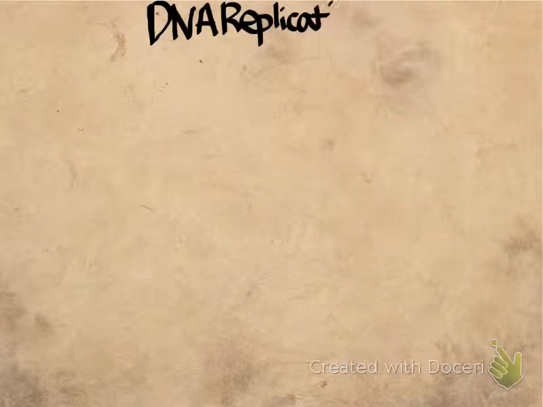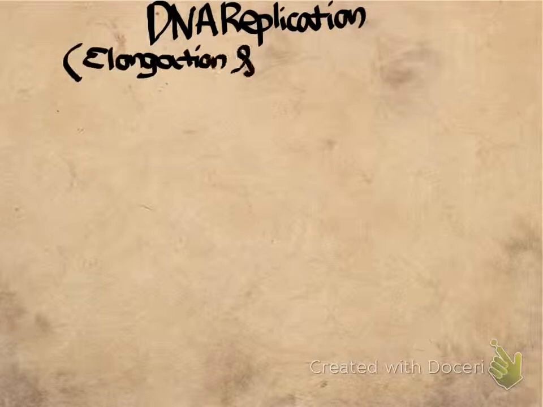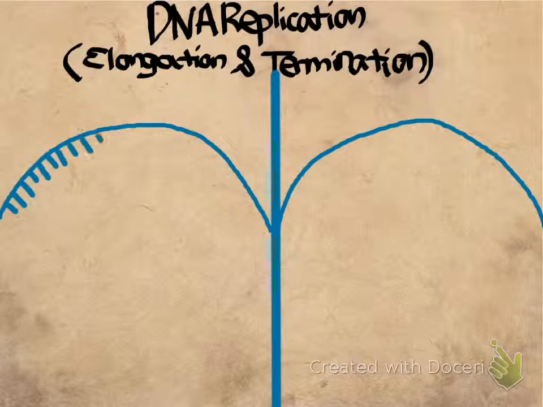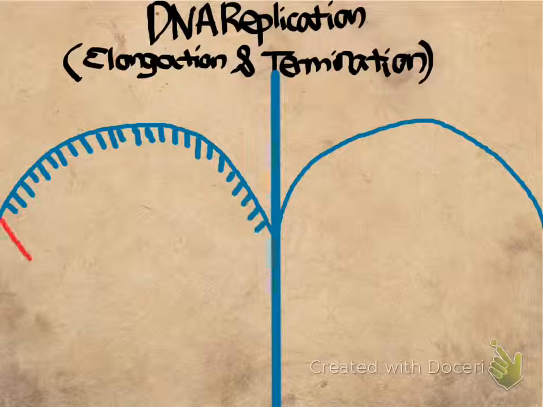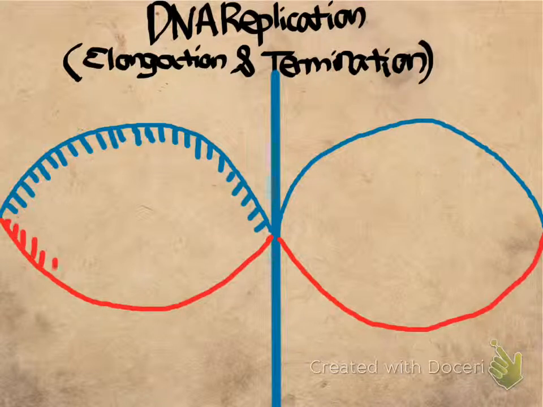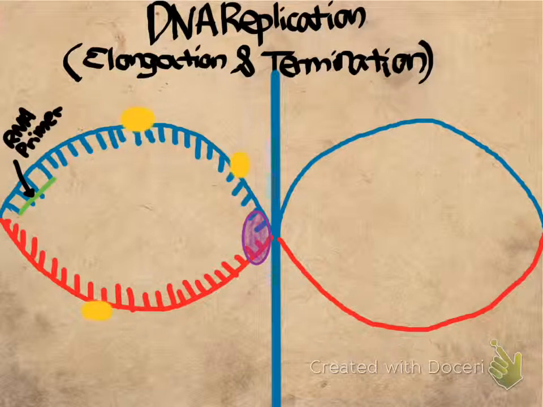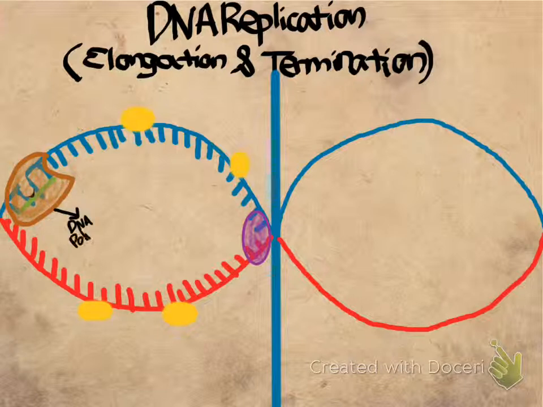Now, the next step is elongation and termination. The enzyme DNA polymerase starts this process of replication. The enzyme only has the ability to add new DNA nucleotides to an already made chain of nucleotides. This is why the enzyme primase, which assembles an RNA primer at the origin of replication, is needed. This allows the DNA polymerase to now attach to the strand.